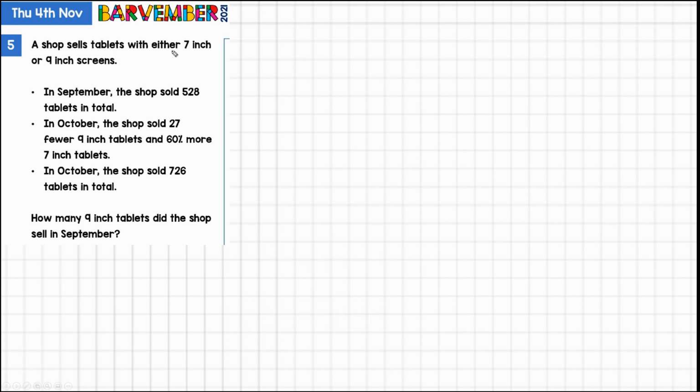Okay, another Barvember math challenge today. A shop sells tablets with either 7-inch or 9-inch screens. In September, the shop sold 528 tablets in total. In October, the shop sold 27 fewer 9-inch tablets and 60% more 7-inch tablets. And in October, the shop sold 726 tablets in total. And the question we are asked is how many 9-inch tablets did the shop sell in September?